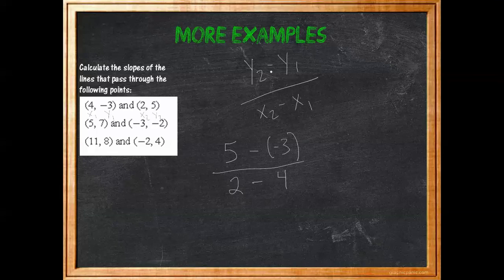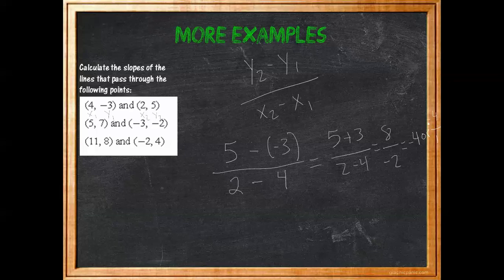Okay, it's really important here. The formula says minus, so we're always going to put minus. And then if the number is negative, we want to make sure and put that in there. Now remember, a negative times a negative is a positive, so this is actually 5 plus 3 over 2 minus 4. Okay, 5 plus 3 is 8. 2 minus 4 is negative 2. So our slope is actually negative 4. Or we could just say that it's negative 4 over 1. Either one of those answers are fine.